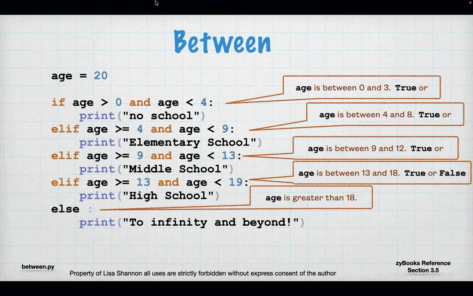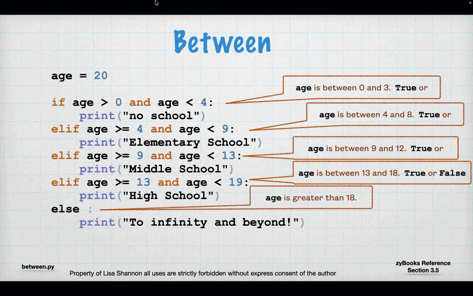So I do that by assuming that I know, if I know that I don't go to school until I'm age 4, then I already know the first age to look at. And if I'm older than 4, but I'm less than 9, I'm going to go to elementary school. Or if I'm greater than 9 or less than 13, I'm going to go to middle school. And if I'm greater than 13 and less than 19, I'm going to go to high school. Otherwise, it's to infinity and beyond.